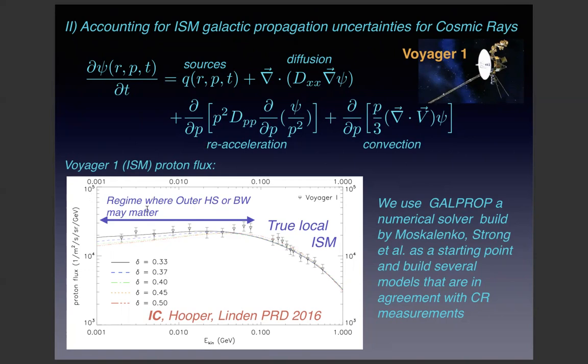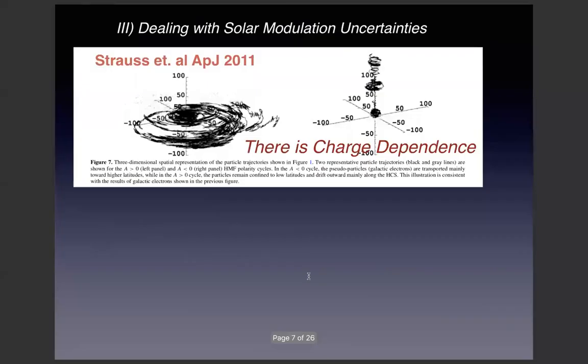Voyager 1 is important because since 2012, it has entered the local interstellar medium, so it has given us measurements of the true local ISM spectrum of cosmic rays, here shown for cosmic ray protons, without the effects of solar modulation. Finally, we also have to deal with the solar modulation uncertainties, which are large at low energies.